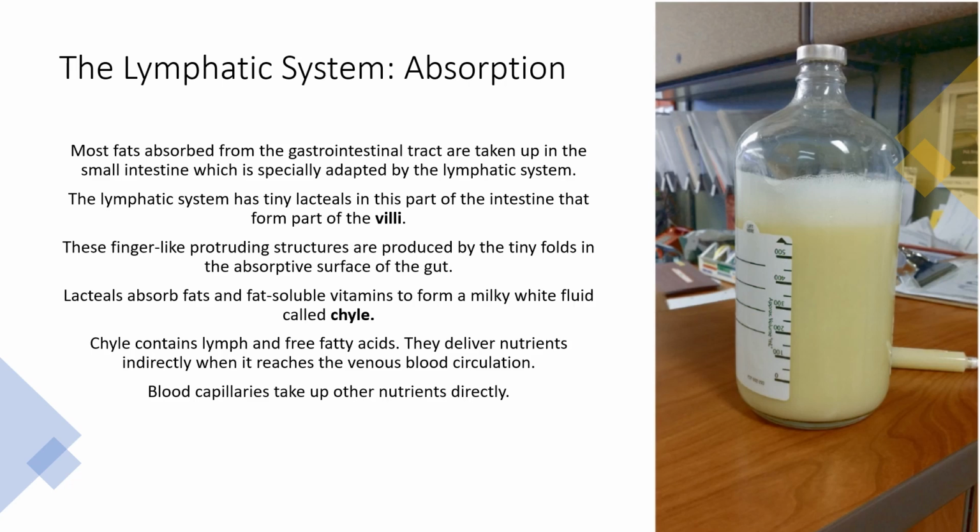The lacteals absorb fats and fat-soluble vitamins to form something called chyle, which is a milky white fluid that you can see in this jar here. Chyle contains lymph and free fatty acids. That's why it looks a little bit fatty as well. There's a thickness to it. And what they do is deliver nutrients indirectly when it reaches the venous blood circulation. The remaining nutrients are taken up by the blood capillaries.